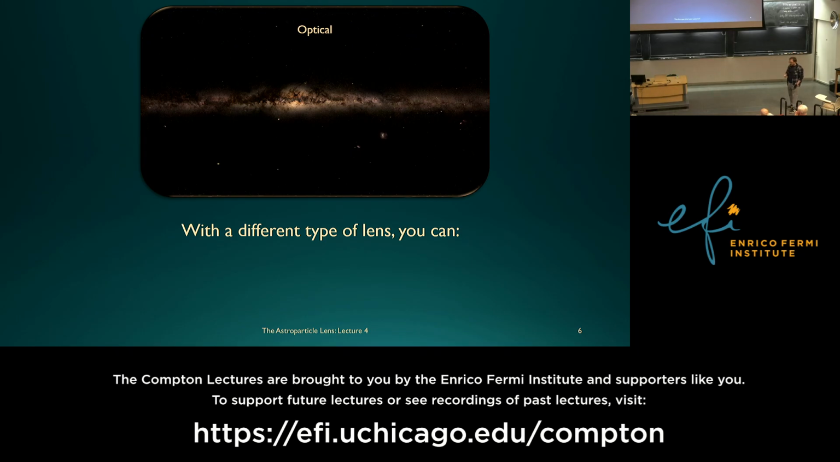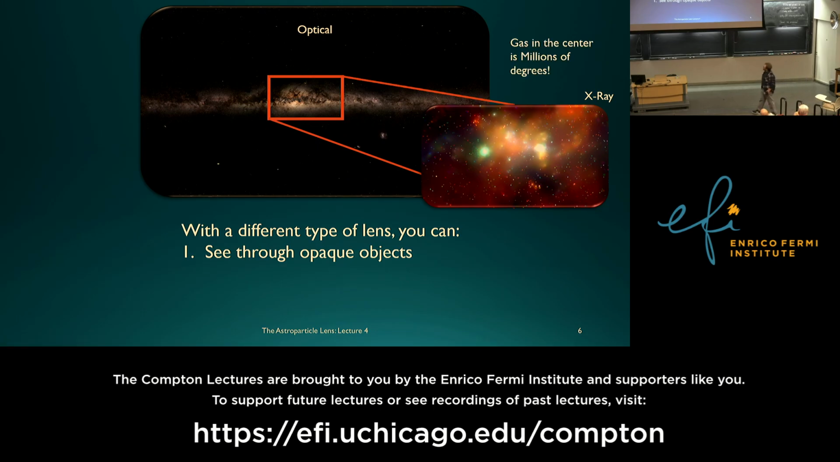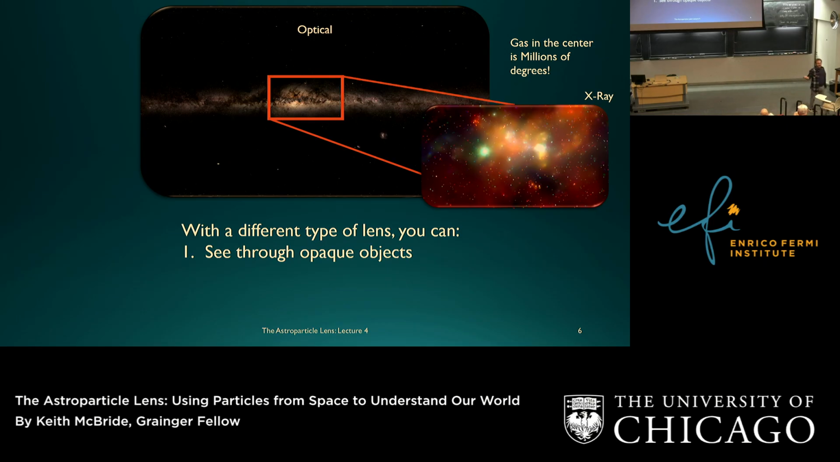In lecture 1, I started by trying to convince you that what we're trying to do is put on different lenses to understand different things about the way the world works. We could see through opaque objects with X-rays. We took the example of the Milky Way that you look at in the night sky with your actual eyes, with optical lenses. You can use X-rays instead to get an image of the center of the Milky Way that you can't get with optical light. This showed us that the center of the Milky Way is so bright, it's glowing in X-rays because it's gas that is millions of degrees hot.